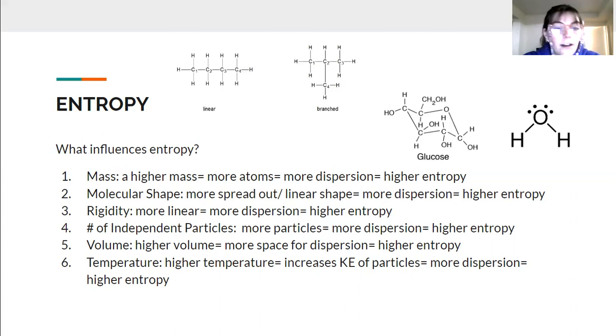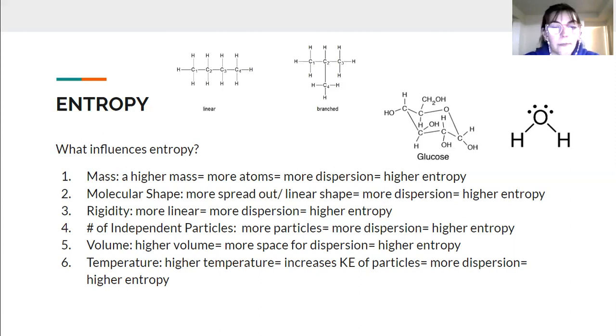Next is our number of independent particles. The more particles you have, the more dispersion you have, the higher entropy you have. So this would apply to something like a reaction that starts with 1 molecule and produces 2 molecules, meaning that in our reactants, we only have 1 molecule, so there's only 1 space for that energy to disperse within. But in our products, we have 2 molecules. We have more independent particles, so we have more space for our energy to disperse.